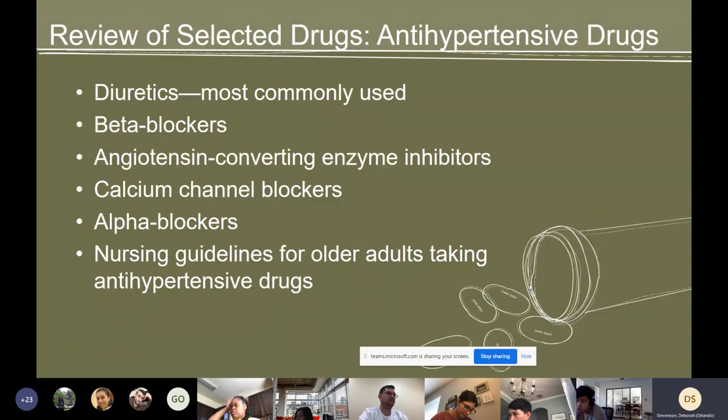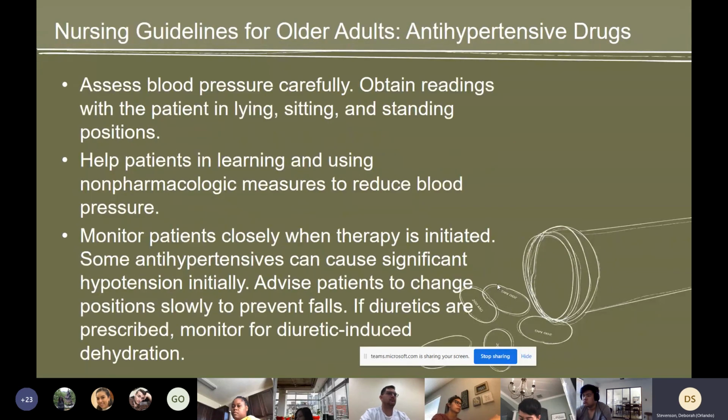Now let's take a look at antihypertensive drugs. Well, diuretics, of course, are the most commonly used. All right. There's some beta blockers. There's some angiotensin converting enzyme inhibitors, calcium channel blockers, alpha blockers. There's all kinds of antihypertensive medications. However, the diuretics are the most commonly used to kind of help lower the blood pressure a little bit. So let's take a look at some of this.